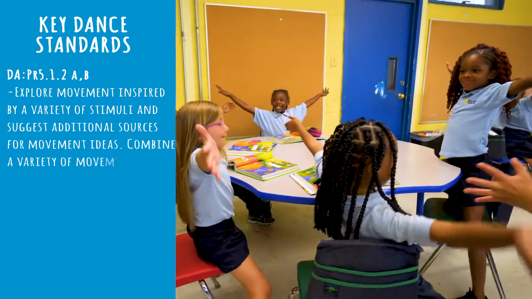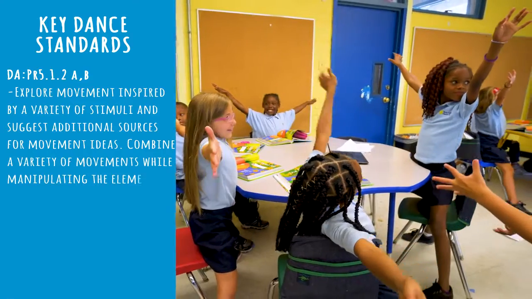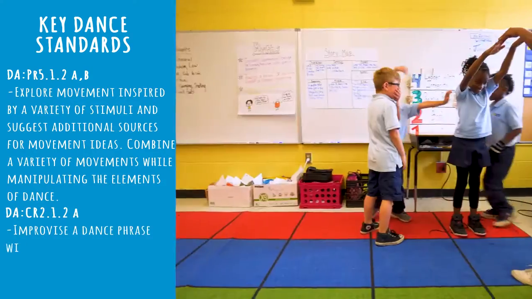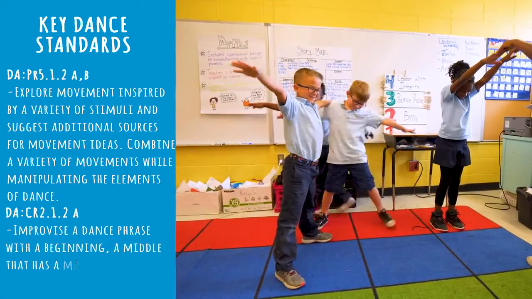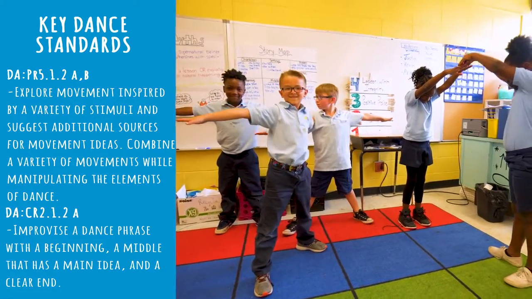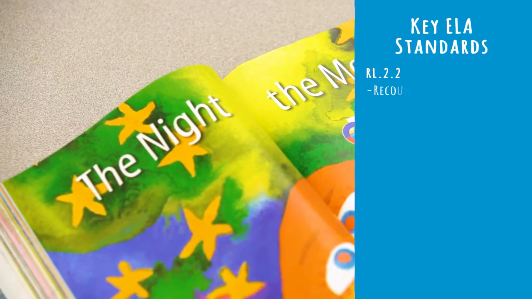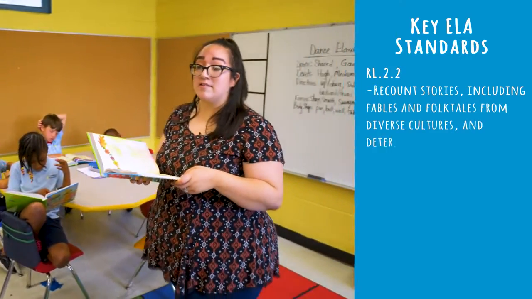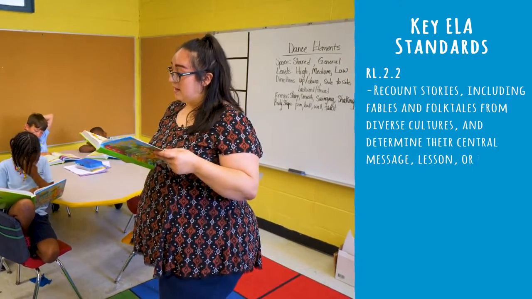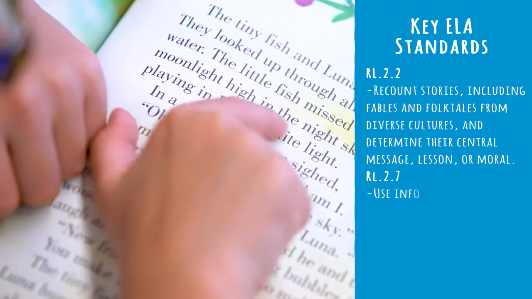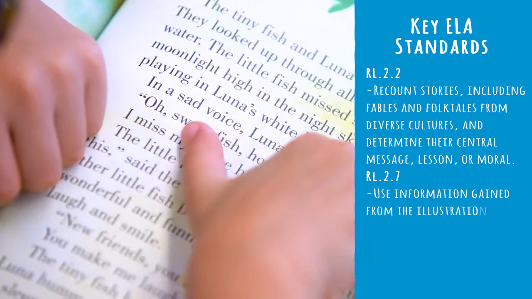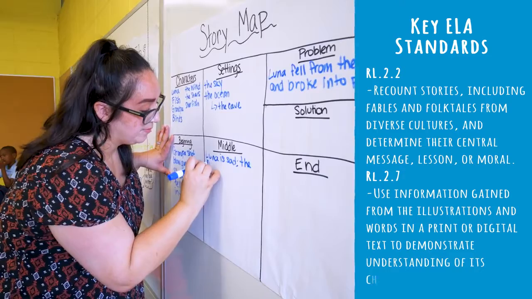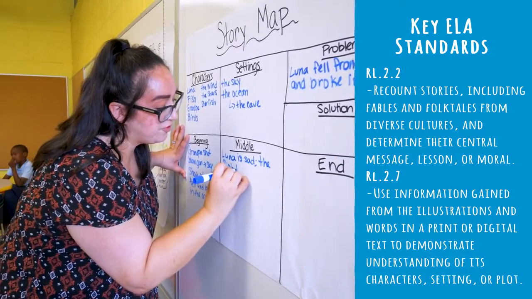They'll combine a variety of movements while manipulating the elements of dance. Students will improvise a dance phrase with a beginning, a middle that has a main idea, and a clear end. Students will also recount stories, including fables and folktales from diverse cultures, and determine their central message, lesson, or moral. Students will use information gained from the illustrations and words in a print or digital text to demonstrate understanding of its characters, setting, or plot.